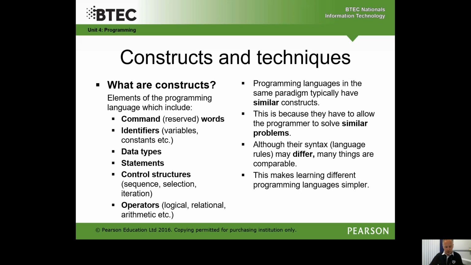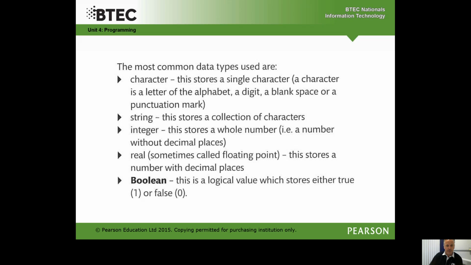Data types. Almost all programming languages support the concept of data types. A data type is used to define what kind of value a variable or constant can store, what operations can be performed upon it, and its behavior within the program. Most programming languages offer many different data types for the programmer to use. As you can see on the screen now, some different data types that are used.